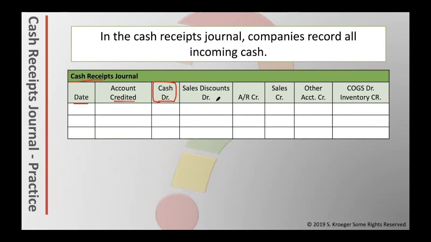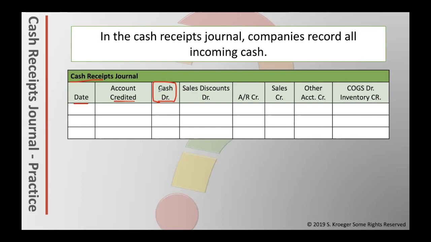We have sales discounts as a debit, accounts receivable as a credit, sales as a credit, other accounts as a credit, and cost of goods sold and inventory in one box. We're not going to be using all these columns every time, but we would pick which one. We're definitely going to use cash debit every time.